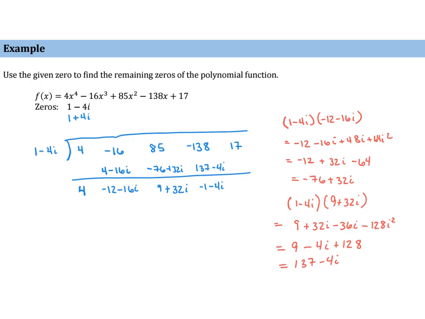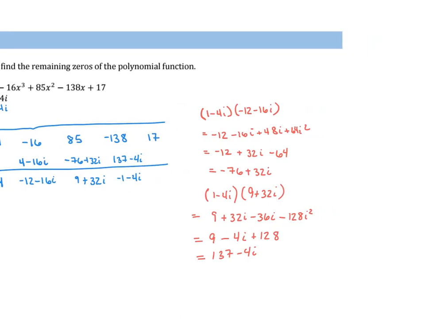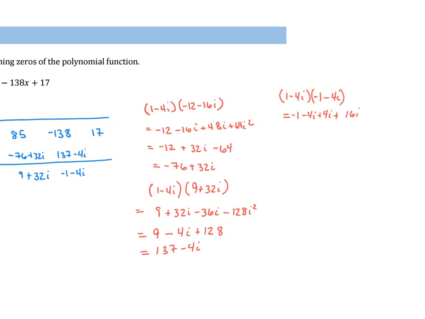So let's multiply 1 minus 4i times negative 1 minus 4i. That's going to be negative 1 minus 4i plus 4i plus 16i squared. So that becomes negative 1 minus 16, so negative 17. Add those, we get our remainder of 0.